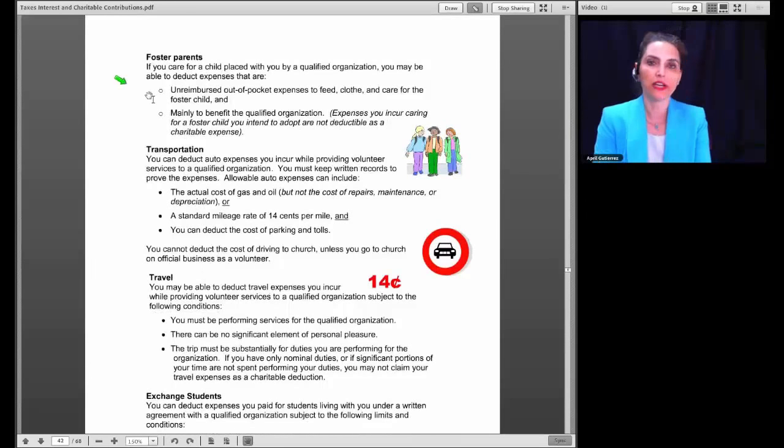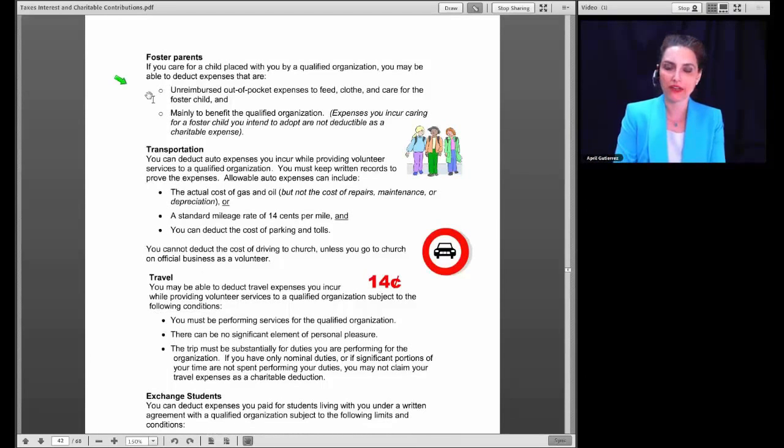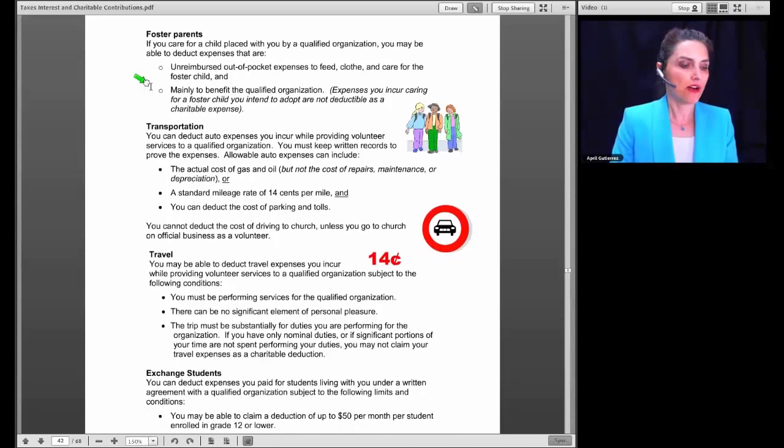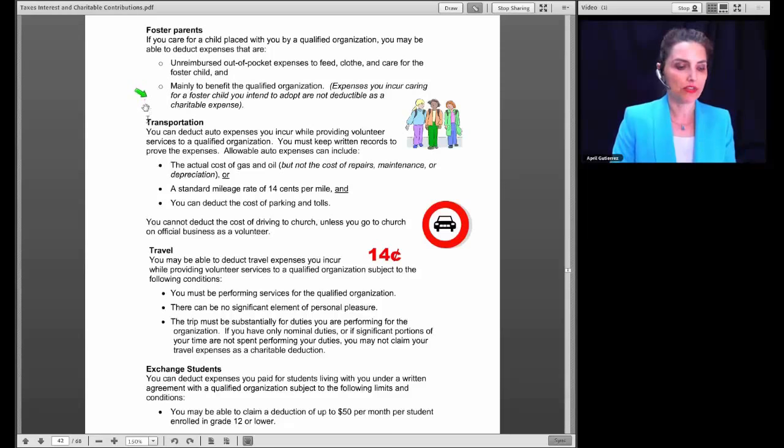Foster parents, if you care for a child placed with you by a qualified organization, you may be able to deduct expenses that are out of pocket and unreimbursed and used to feed, clothe, and care for the foster child, and also mainly to benefit the qualified organization. Expenses you incur caring for a foster child that you intend to adopt are not deductible as charitable expenses.